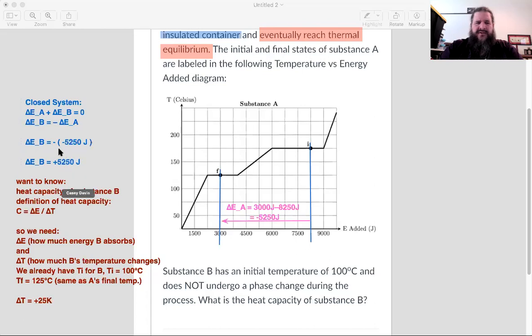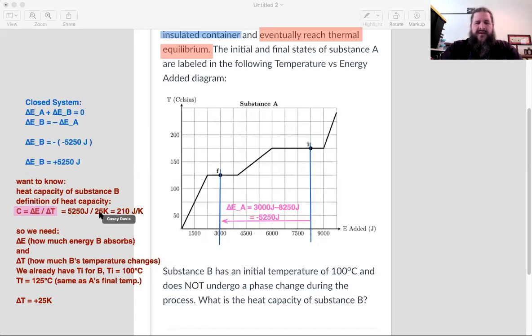And at this point, we should be able to just divide, because we are going back to the definition of heat capacity. Heat capacity is delta energy over delta temperature. So filling that in, we've got delta energy, 5,250 joules, divided by delta temperature, 25 kelvins. And that should tell us the heat capacity. I think that's 60? No, that doesn't make sense. 25 times 21, so 210, I think. So that would be the heat capacity, 210 joules per Kelvin, just by dividing how much energy B gains by how much B's temperature changes.